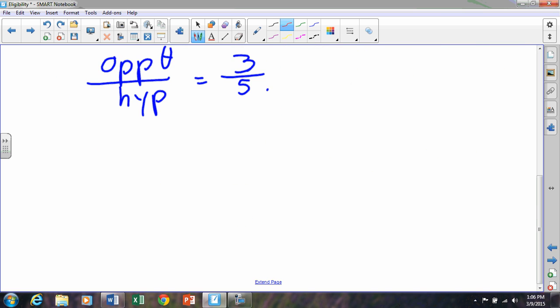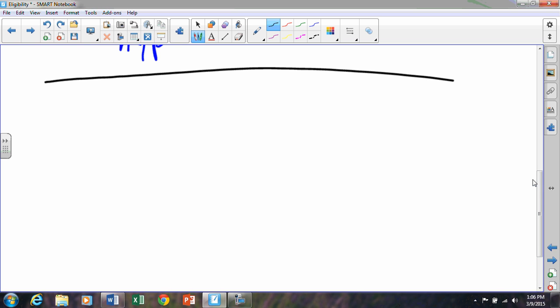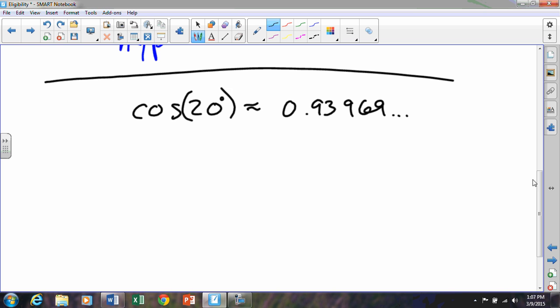Okay, continuing to our next one. Our I can statement is: use the relationship between sine and cosine of complementary angles. And so we're told cosine of 20 degrees is actually about 0.93969, and it's going to, of course, keep going. Name another trigonometric function that has the same value.